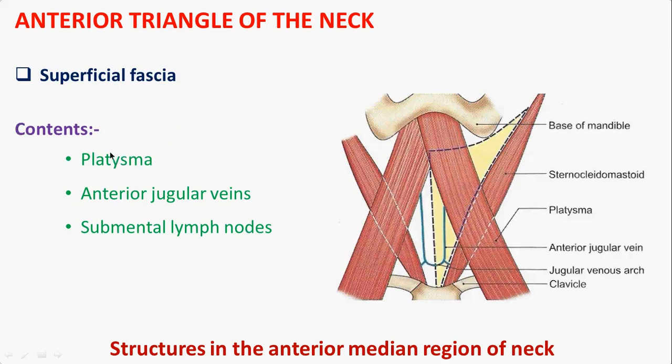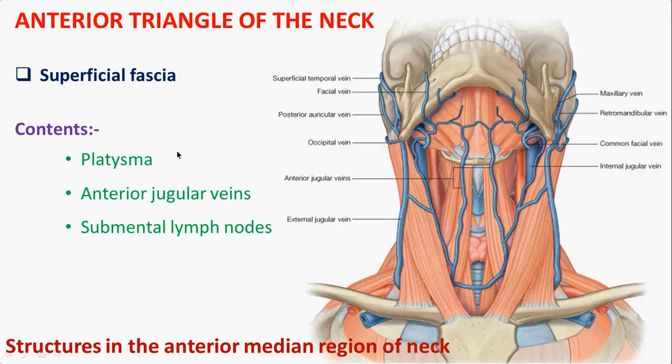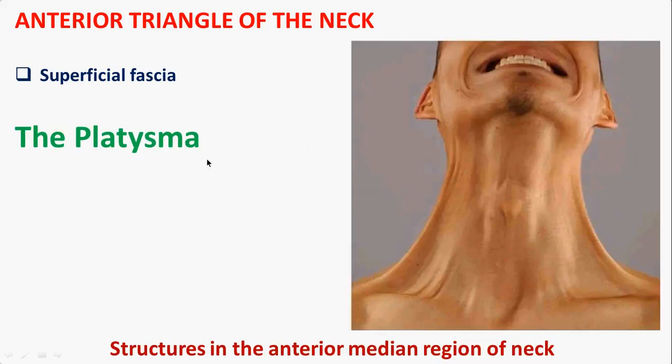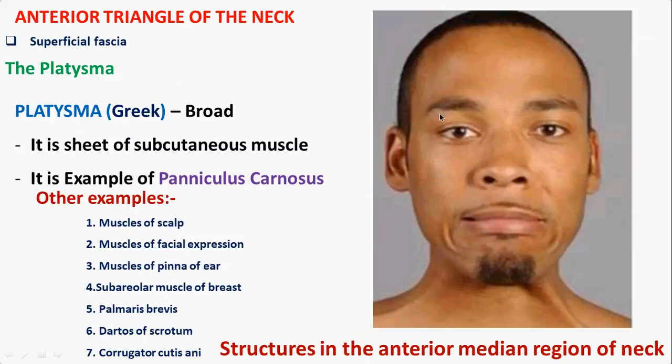What are the contents of the superficial fascia? There is the platysma, the anterior jugular vein, and the submental lymph node. Here you can see the anterior jugular vein. First we will see the platysma. This muscle is the platysma, a subcutaneous muscle, which is why it is present in the superficial fascia of the neck, extending from the clavicle above to the base of the mandible.